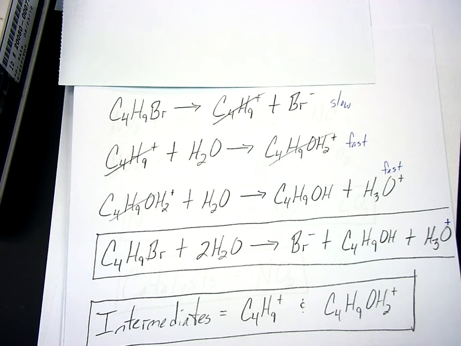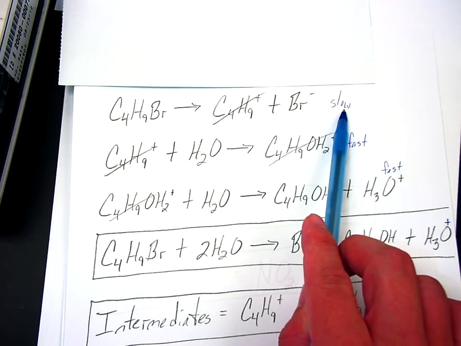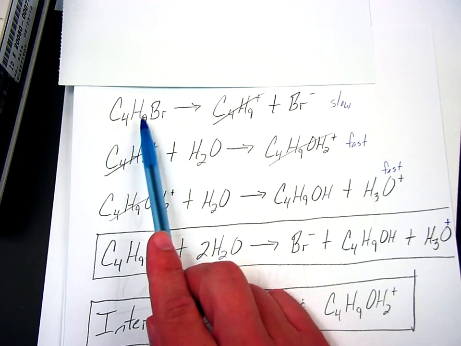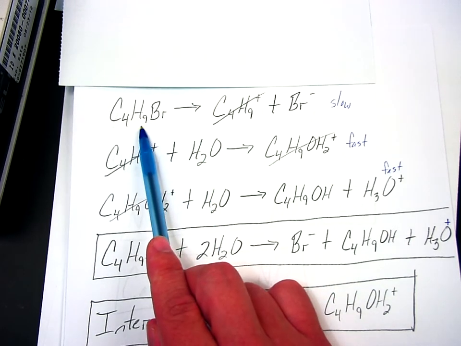Finally, it wants us to write the rate law. I know that the rate law is required to include the reactants of the slow step, because the slow step is the rate determining step. Therefore, this is the guy that I care about.